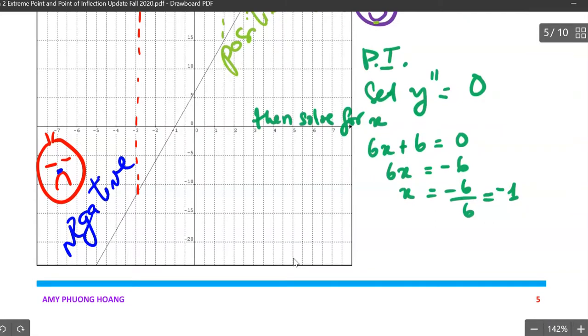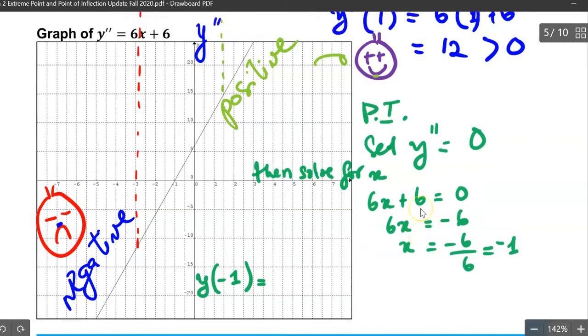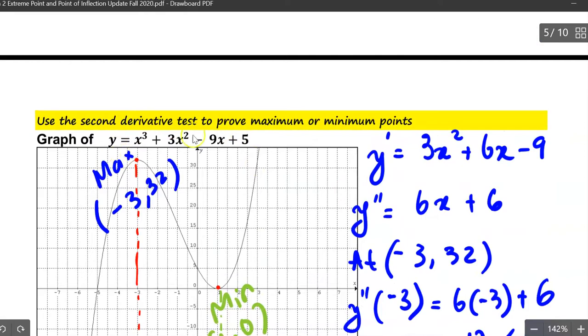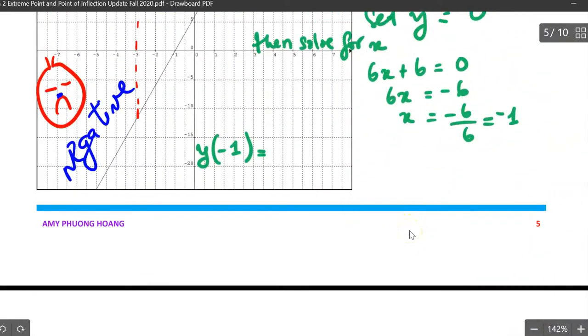So when x equals negative 1, what is the value for y? Don't forget, always substitute this into your original equation right here. So then I should have negative 1 raised to the exponent 3 plus 3 times negative 1 squared minus 9 times negative 1 plus 5.